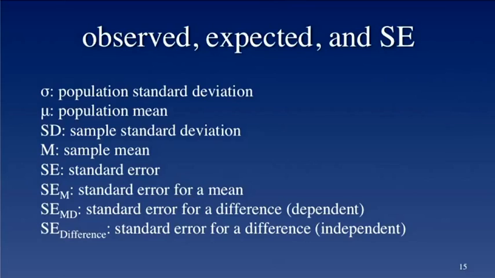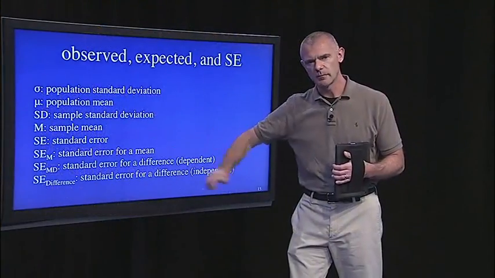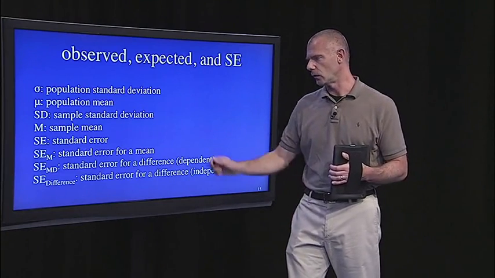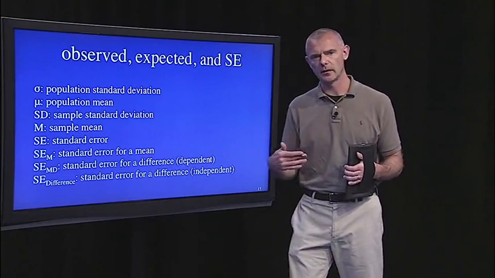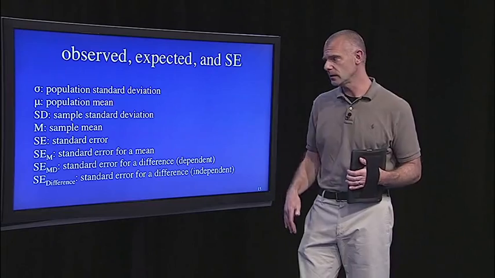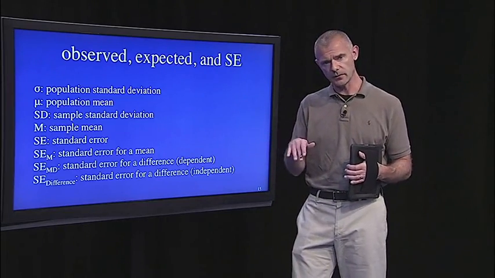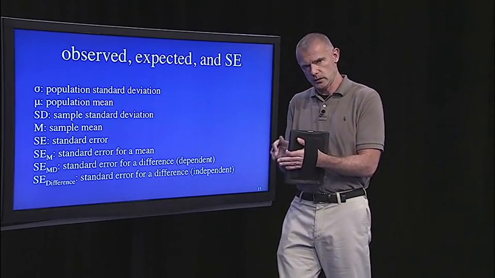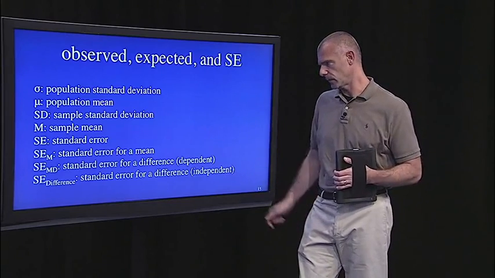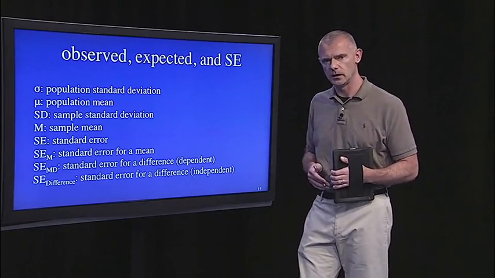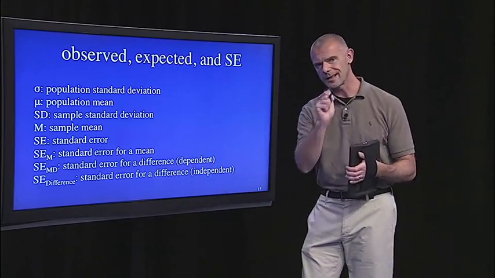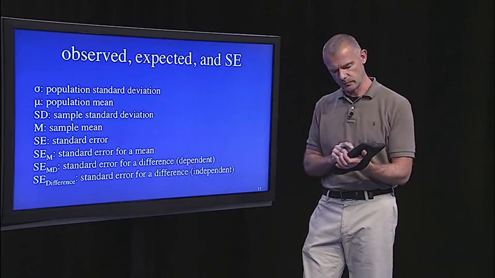I'll use SE for standard error generally, but I'm going to use this notation to make distinctions about what kind of standard error I'm calculating. So SE sub M, standard error for a mean. SE sub MD, standard error for a difference, but a mean of difference scores, and I'll show you that in the dependent case. And then standard error of a difference is the standard error of the difference between two groups. So these last two are slightly different, and you'll see that in the next segment.